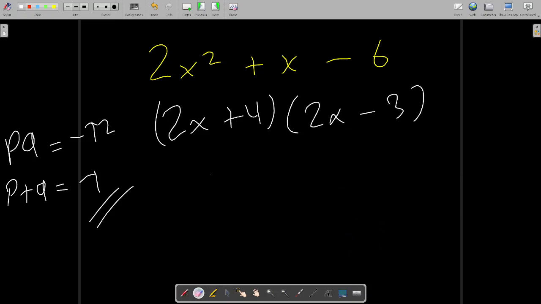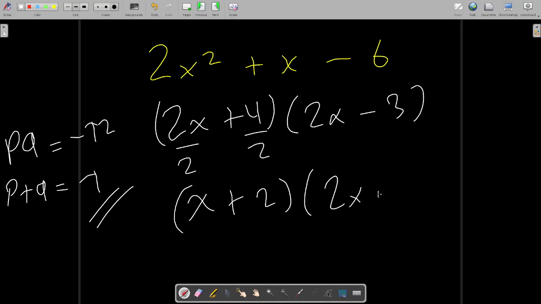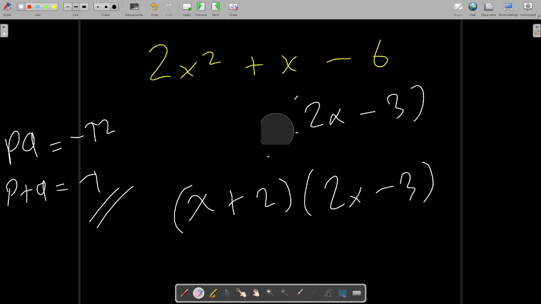Now let's see. Are the contents of either of these two brackets able to be divided? For 2x plus 4, we can see there's a common factor, which is 2. We can divide both terms by 2. 2x divided by 2 is just x, and 4 divided by 2 is just 2. So x plus 2 is what we're left with. This other one doesn't have a common factor, so we'll just leave it there, 2x minus 3. And this is our answer: x plus 2 times 2x minus 3.